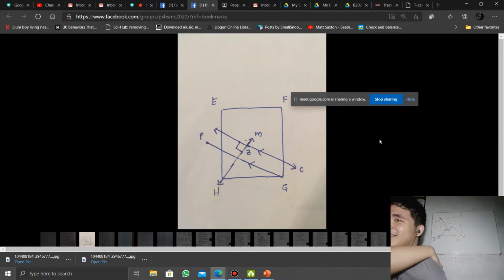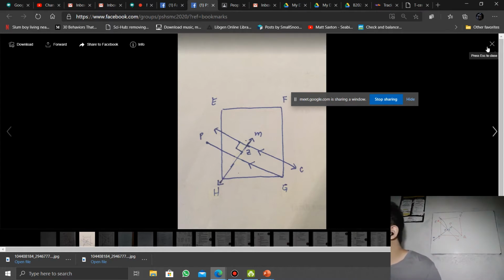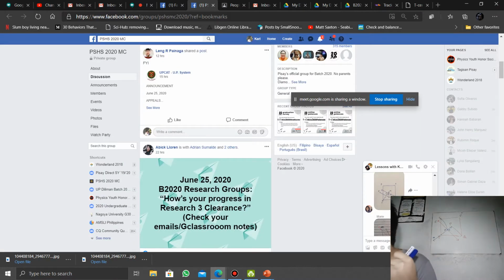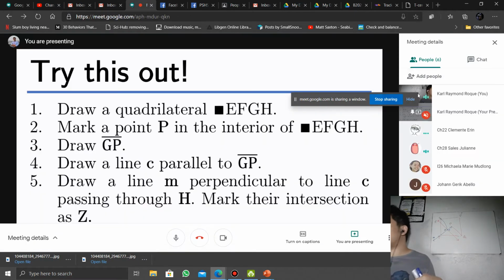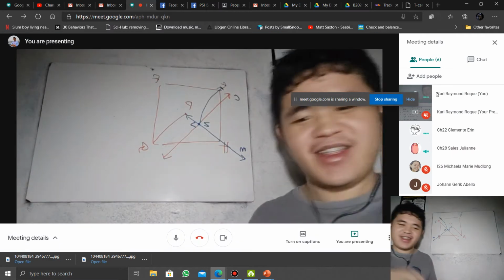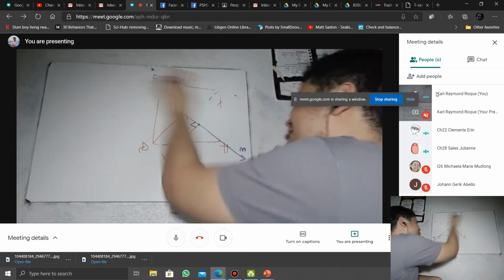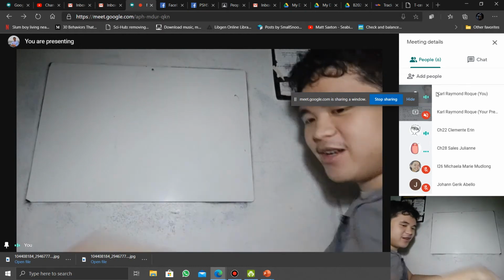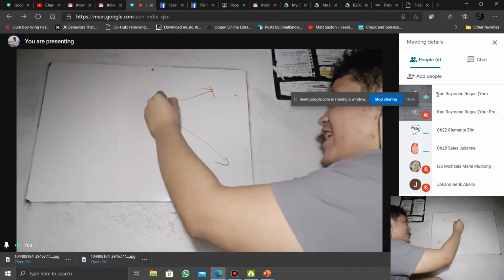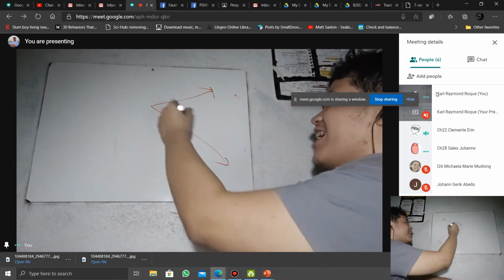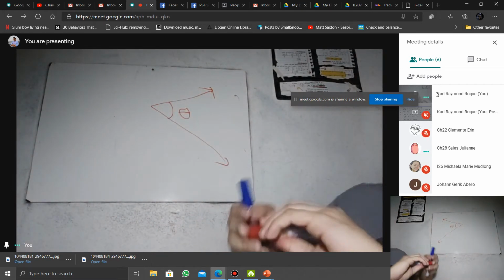How do you label an angle? Sorry, once more, please repeat. How to label an angle. Look at the board, that's not the answer. So, for example, angle. Wait lang. Then we put theta. Okay, there.